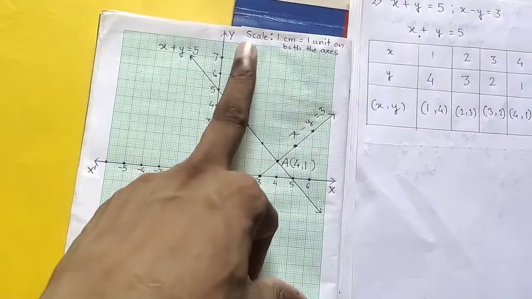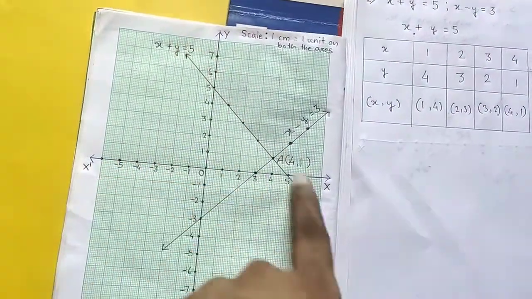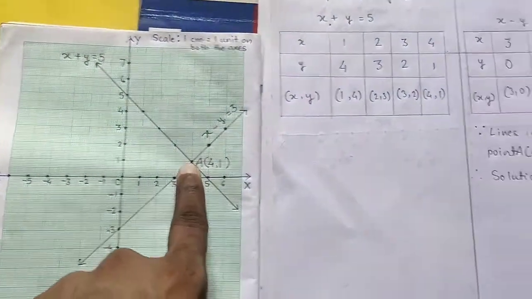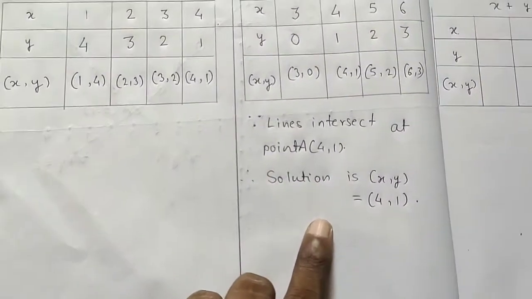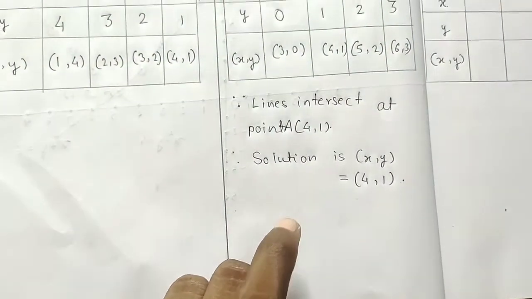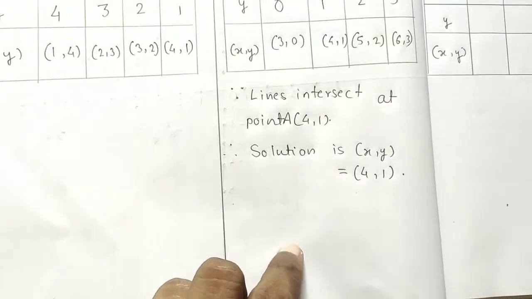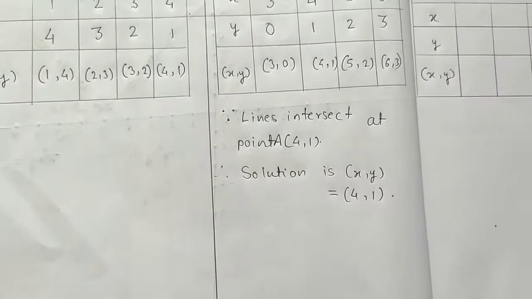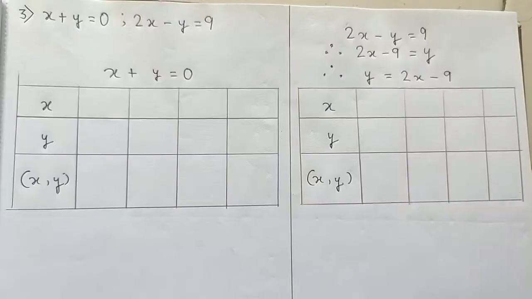This is for x as well as y. Then draw the lines and find out the intersection point, and don't forget to write your final answer. Okay, now we will follow the same method for the third question also. So let us see the solution of the third question.